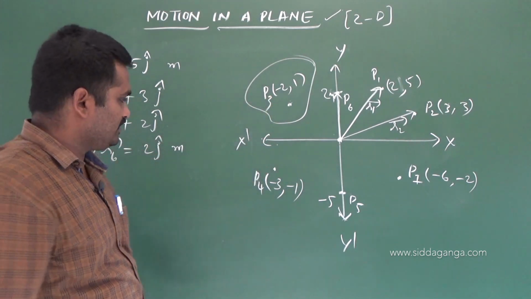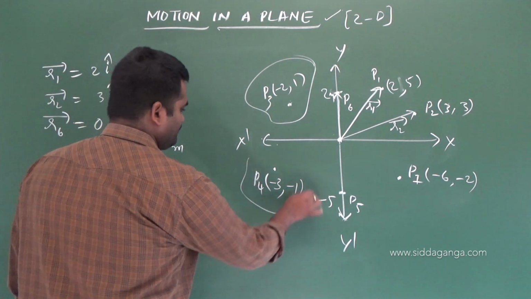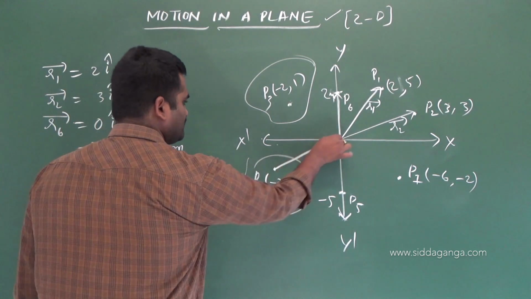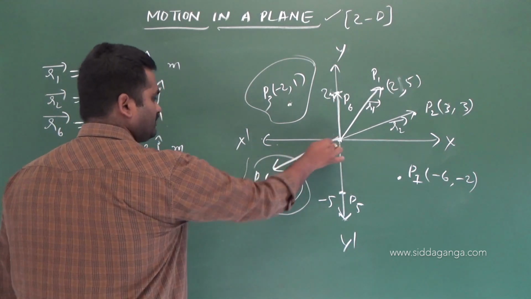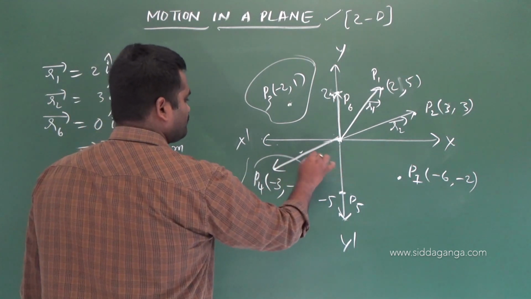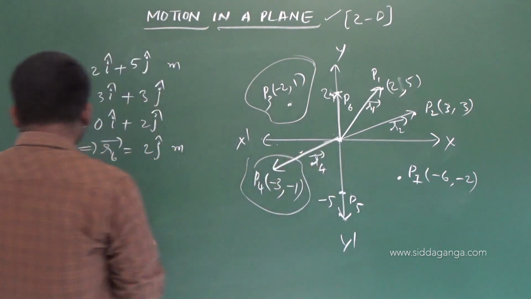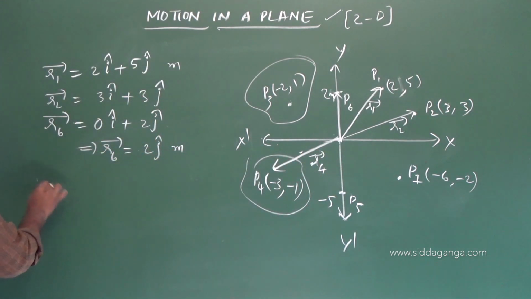I hope you can do that. And let me write for this one P4 now. P4 is what? Once again, like this you have to represent from here to here. P4 means R4 bar it is. R4 bar, you tell me how much it is now?